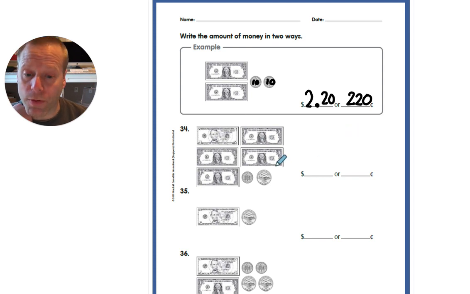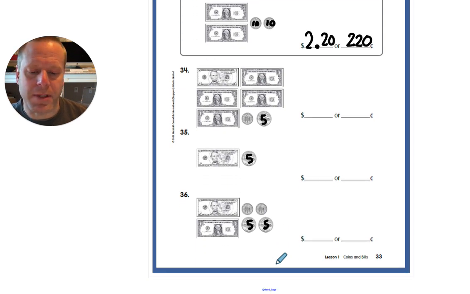I want you to count the dollars first. Decimal point, count the cents. Don't get fooled. These are nickels, even though they look a little funny. I think we all know these are dimes, but sometimes that nickel can be a tricky one for kids. So when you're adding up these, remember these are nickels. These are not quarters.